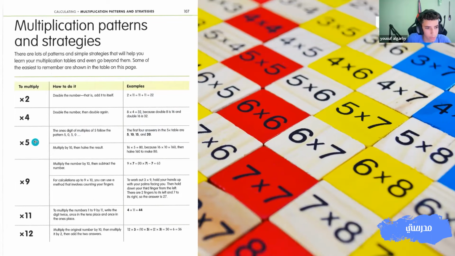So now we have times 5. Here it says the ones digit of multiples of 5 follow the pattern 5, 0, 5, 0. Okay, so this is what that means. Whenever you multiply anything by 5, the last digit, the ones digit, will always be either 0 or 5.